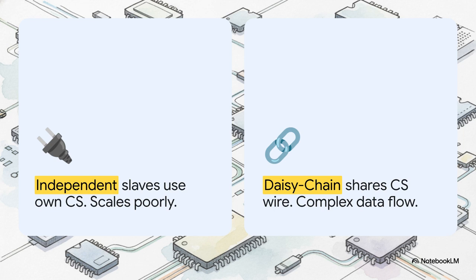So to talk to slave number 2, the master just pulls CS2 low. It's incredibly straightforward to write code for, but it scales terribly. Eventually, your microcontroller is just going to run out of physical pins. The alternative is what's called cooperative slaves, or a daisy chain. Here, all the slaves share just one single chip select wire. Now, while that absolutely saves on physical wiring, it creates much longer data lines. That means you have to be super careful with your wiring routing to reduce noise and signal crosstalk, not to mention having to manage a highly complex data flow in your software.